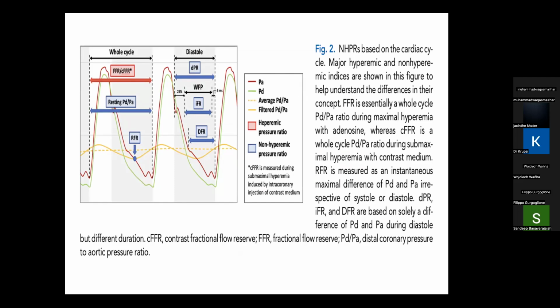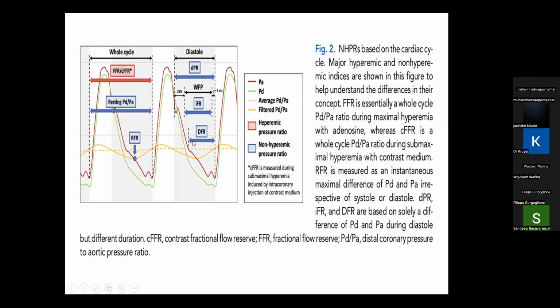There is a hypothesis that during diastole, starting from the dicrotic notch here, there is a specific time where the resistance is equal, irrespective of the degree of stenosis in the coronary artery. The resistance is equal before the stenosis and after the stenosis. During this time, they calculate the PD/PA ratio.